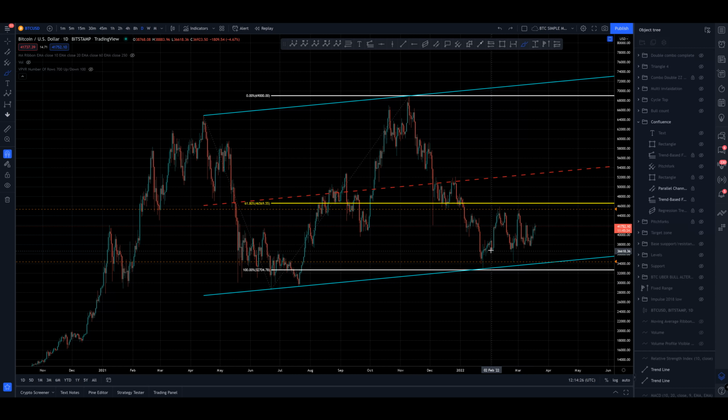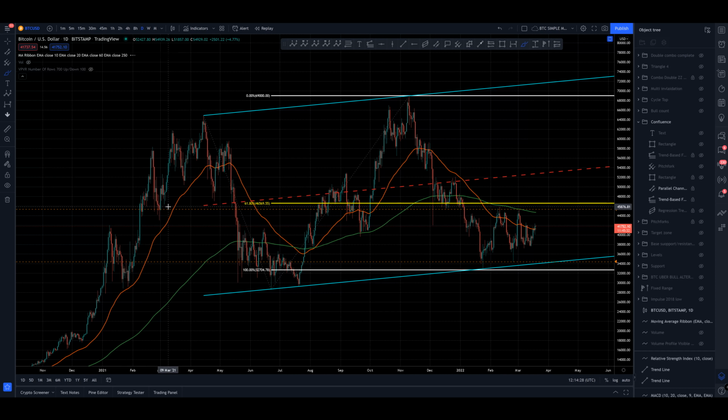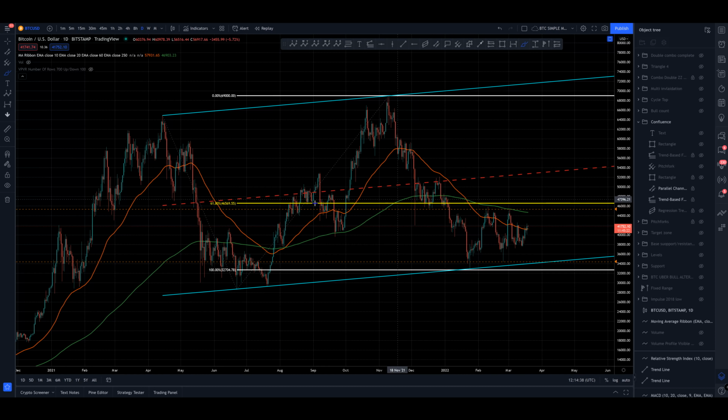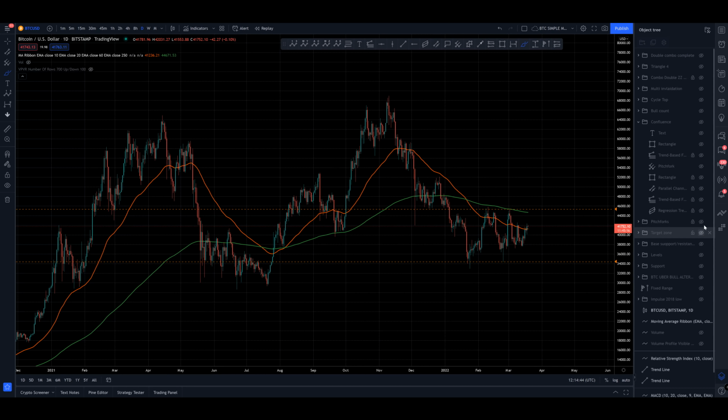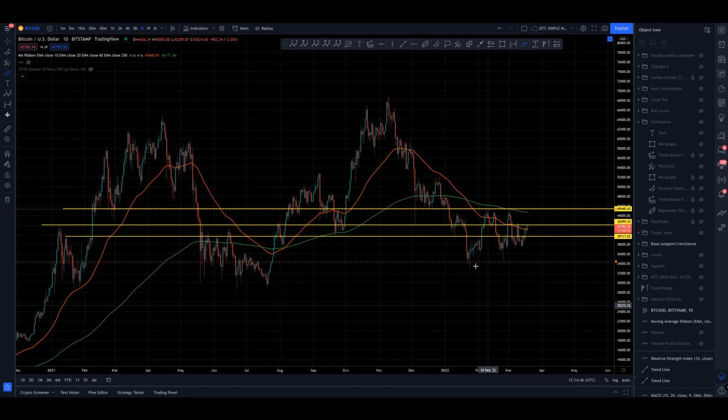Now we also have, if we look at long-term support here on the exponential moving averages, this is an orange 60 and a green 250. We can see how this long-term base support and resistance level, which I'm going to show you now. Let's just turn off all this confluence. Bring up these base support resistance levels here.